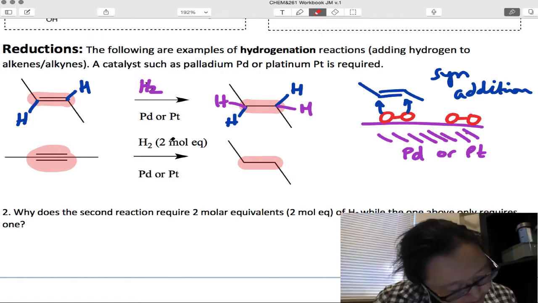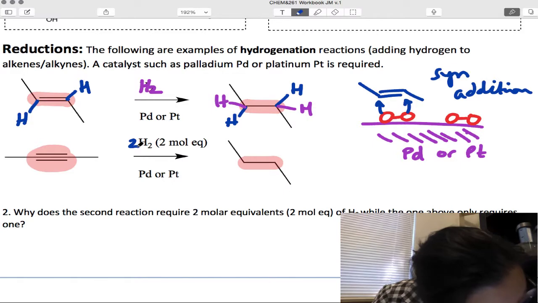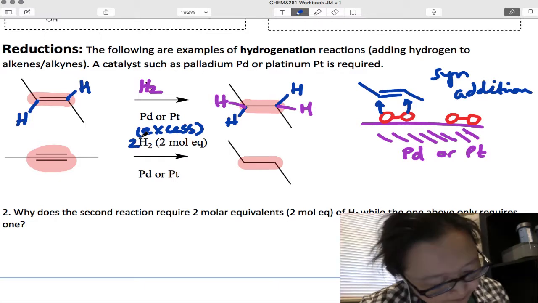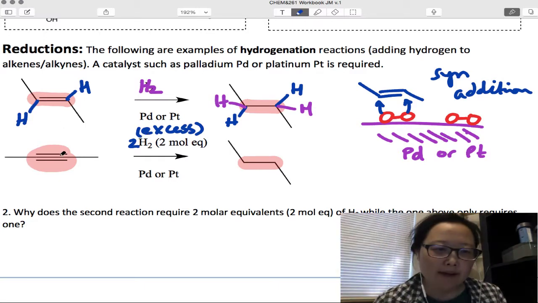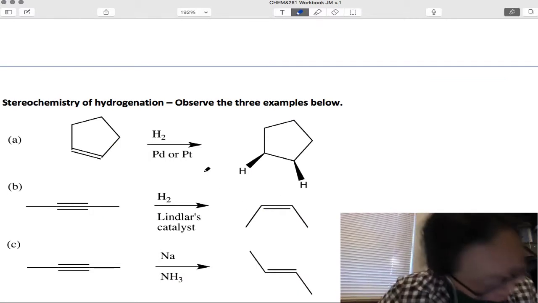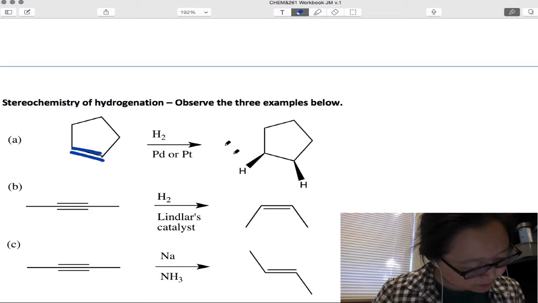So we usually say 2 molar equivalents, meaning 2 H2s have to be used, or more commonly, we just say an excess of hydrogen. And sometimes that's specified and sometimes not, but pretty much if you have alkyne and it makes alkene, that alkene is just as reactive and it's going to go to the alkane. So as I was saying, we have a cyclic alkene. So in this example, we're doing the hydrogenation or addition of H2.